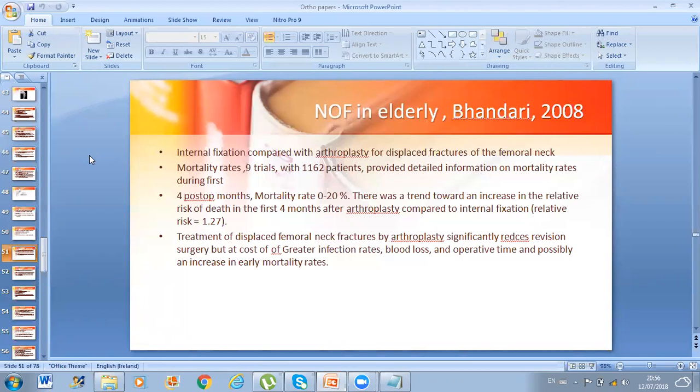Hemiarthroplasty, sir. Hemiarthroplasty is okay. Why? Using total arthroplasty is not the answer. In your exam, whether hemi or total hip arthroplasty, total is not the answer. In your exam, it will be hemiarthroplasty.